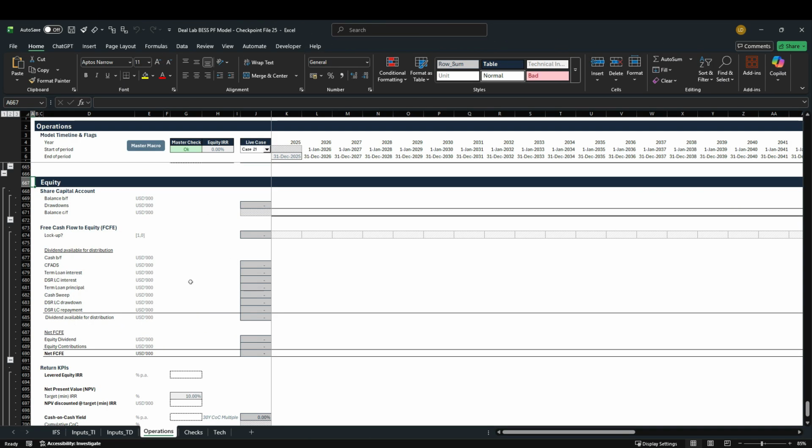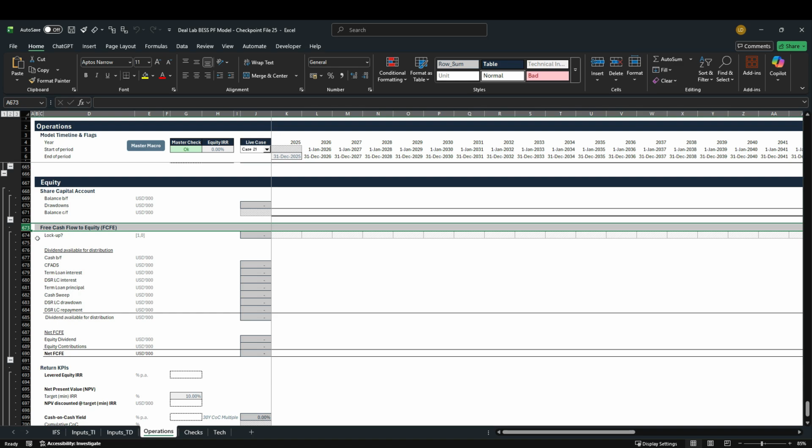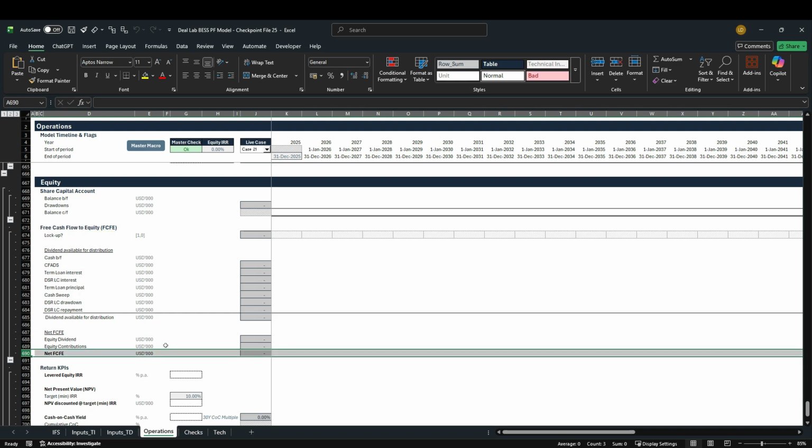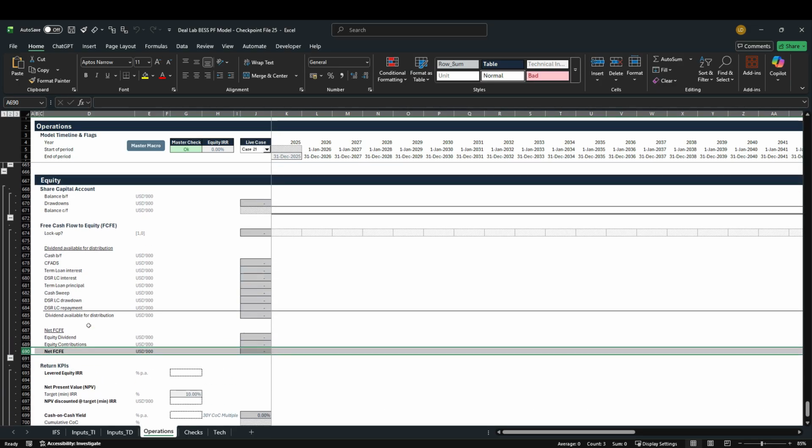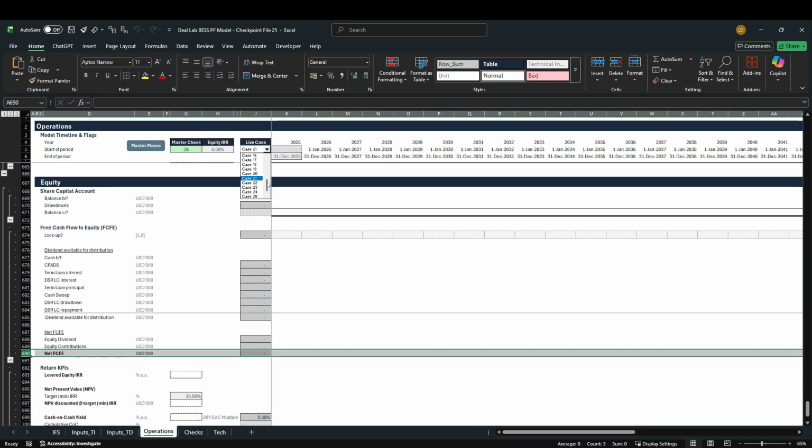And now let's move back to the model checkpoint file from our previous lesson. In the previous lessons, we have completed our senior debt sections, which means we can now finally model our equity. And in this lesson, we will focus on finalizing our free cash flow to equity. And once we determine our net free cash flow to equity after equity contributions, we are ready to model our return KPIs. But before we get going, first thing we will do is switch over to case 1, so it's not a cash sweep case.